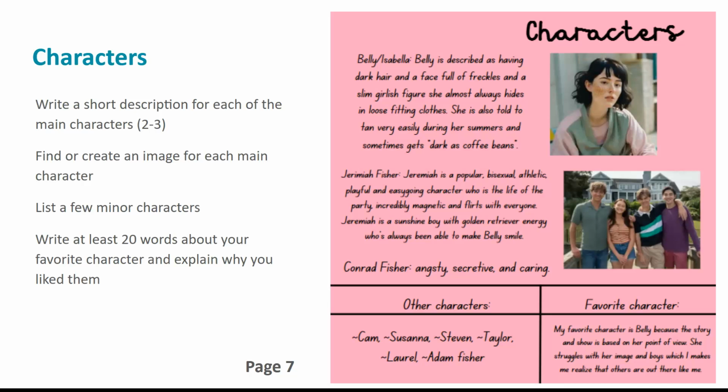Lastly is page 7, the cast of the story, or let's meet the people, or animals, or monsters in that case, that might bring the story that you read to life. Start with a short description of each of the characters, and then also include an image that might represent those characters. If your book was made into a movie, maybe use the movie images. Also include a list of a few minor characters. You don't have to list all of them, but a few would be great. And lastly, include a 20-word or more description about your favorite character and explain why you like them.